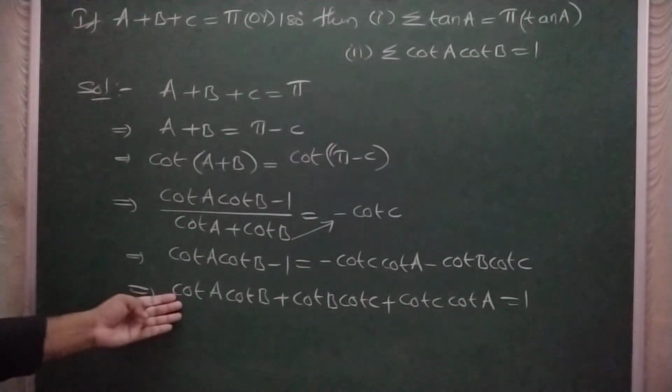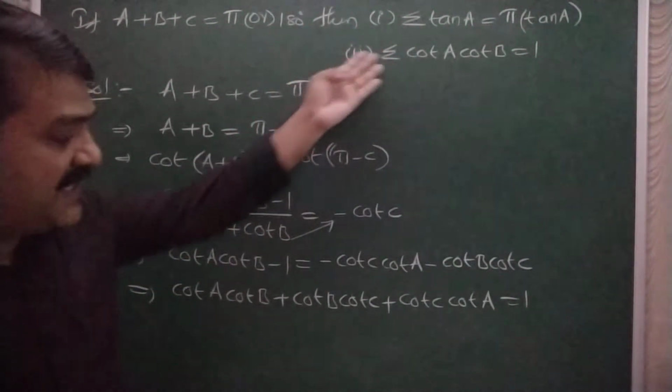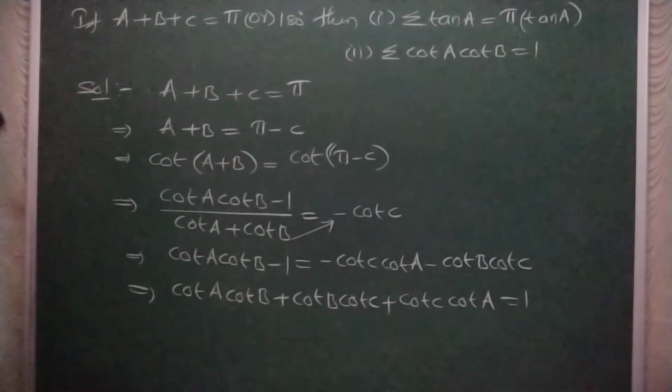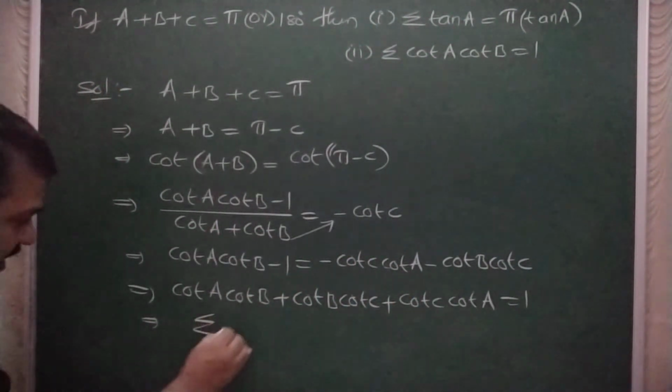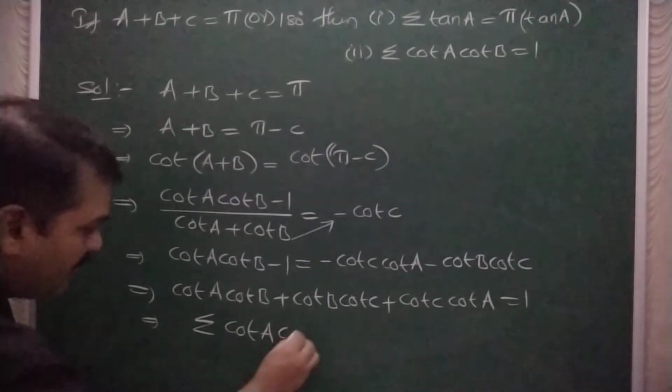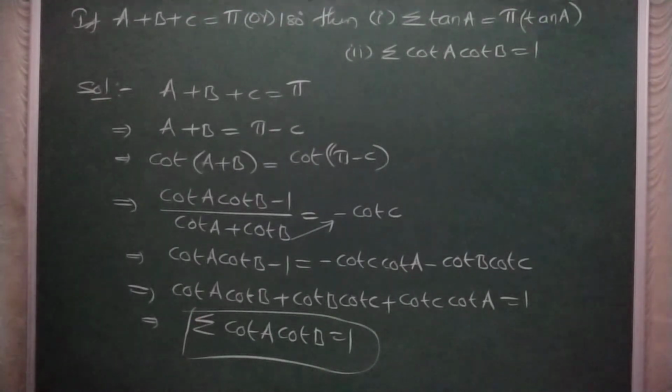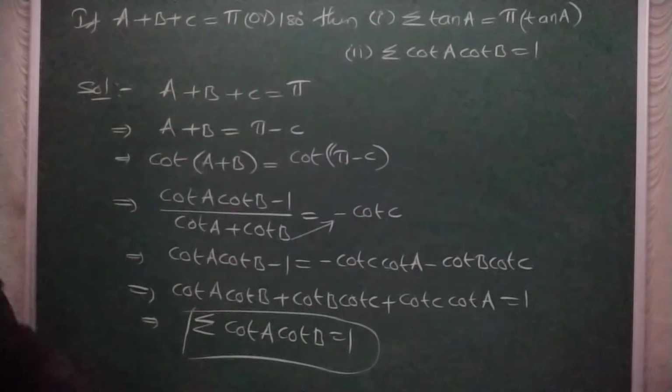So can we write this as sigma cot a cot b? Definitely. These three terms are in symmetric order. So instead of writing all the terms here, simply we can write sigma cot a cot b is equal to 1. So this is the result when a plus b plus c is pi or 180.